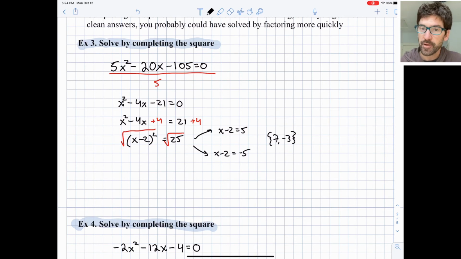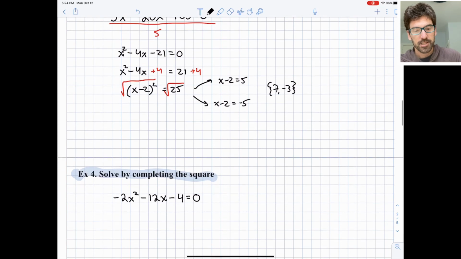Again, we could have gotten this by factoring, but I'm trying to go through the completing the square process on a little bit less complex of an equation. Let's do another one.